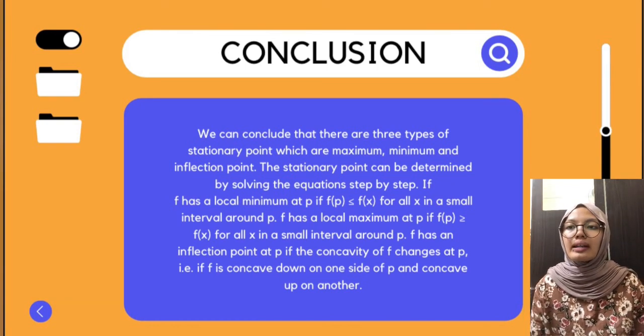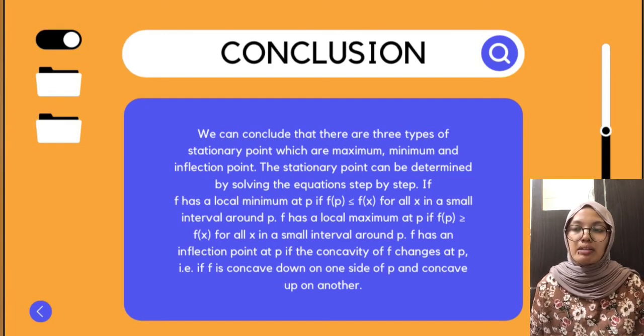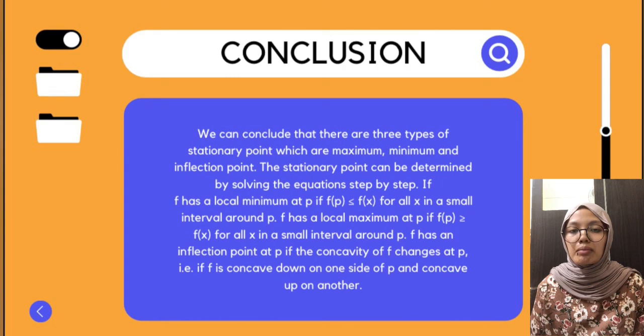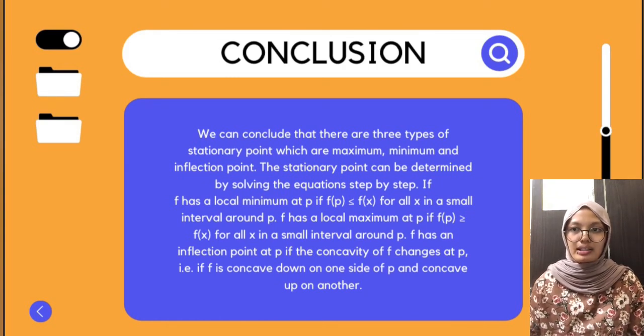The next one, I would like to share with you guys the conclusion of our presentation today. So we can conclude that there are 3 types of stationary point, which are maximum, minimum, and inflection point. The stationary point can be determined by solving the equations step by step.